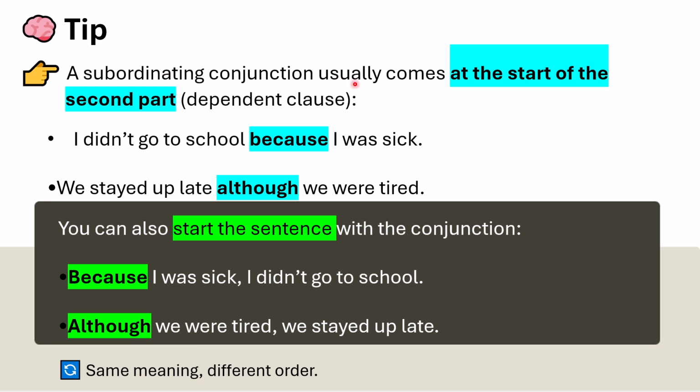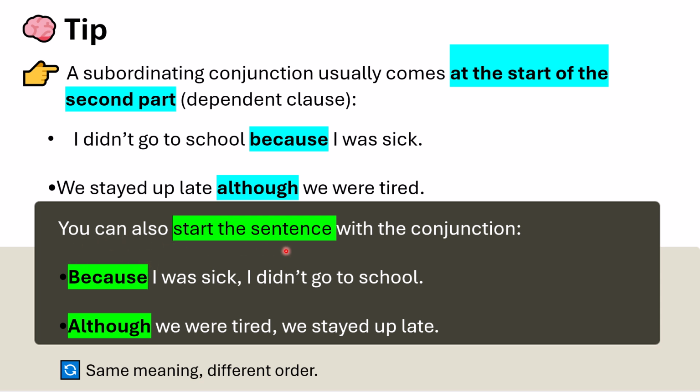Look at the tips given here. A subordinating conjunction usually comes at the start of the second part, that is a dependent clause. Look here, the example. I didn't go to school because I was sick. We stayed up late although we were tired. So this is one of the ways where we can use the subordinating clause in the second part of the sentence.